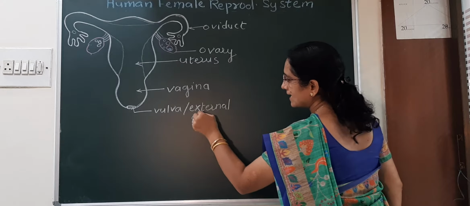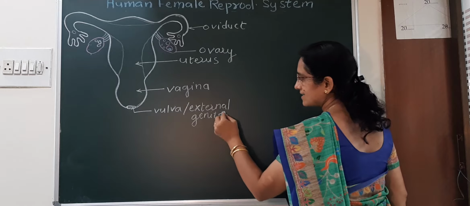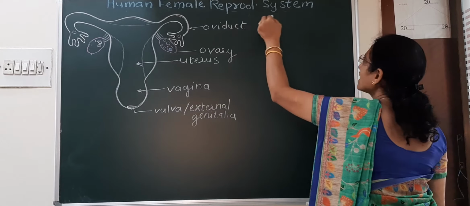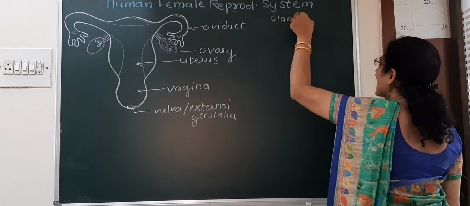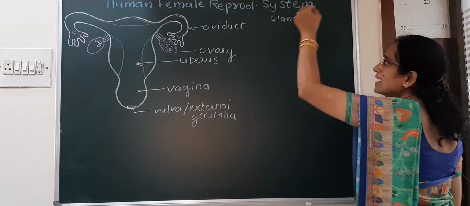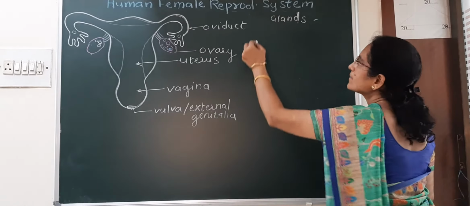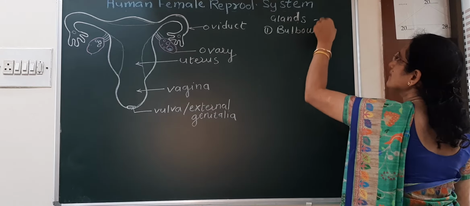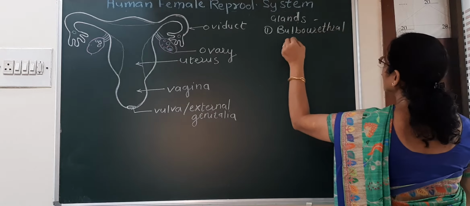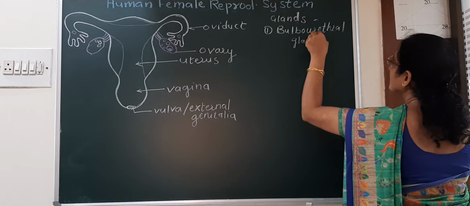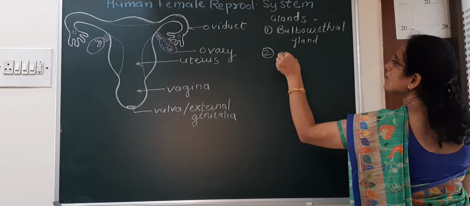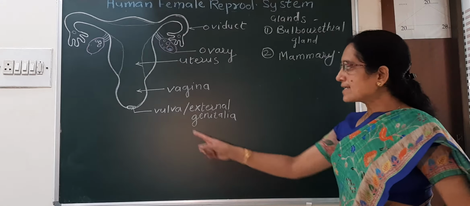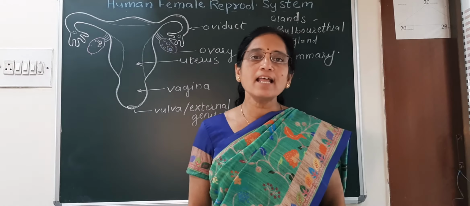Today we will study the structure of the external genitalia in detail, and also the glands, which are organs too. There are two glands of the female reproductive system. What are the two glands? The first gland is the bulbourethral gland, and the second gland is the mammary gland. Now let us focus on the vulva or external genitalia.